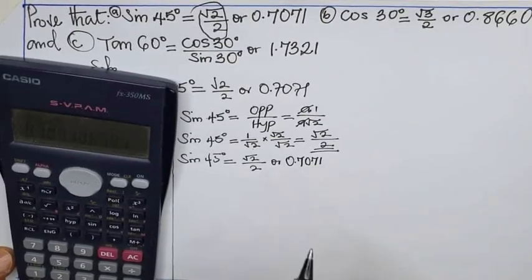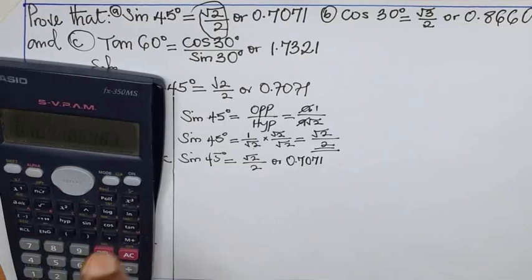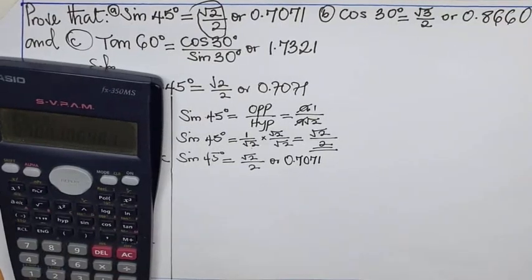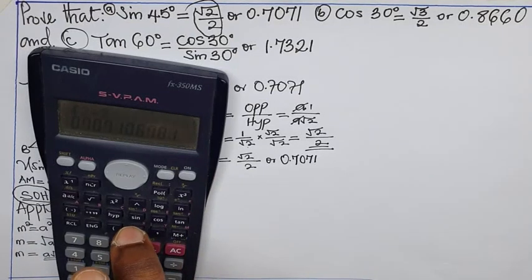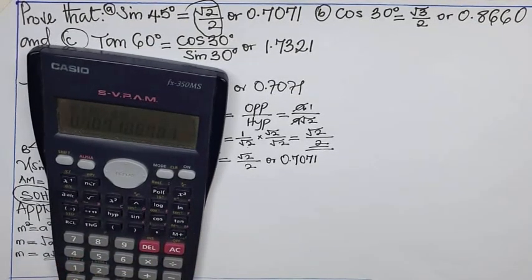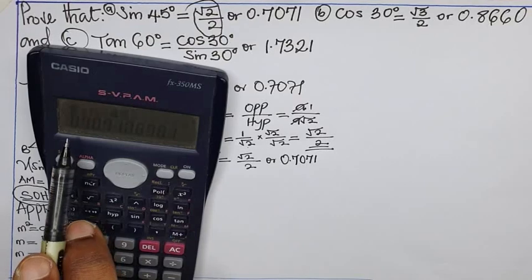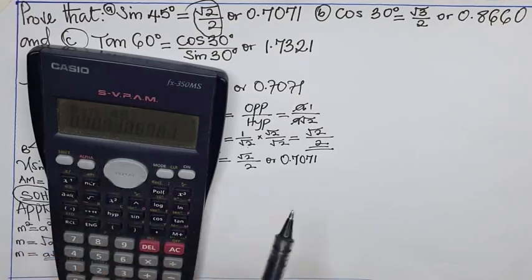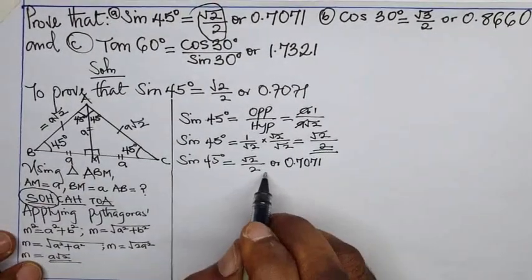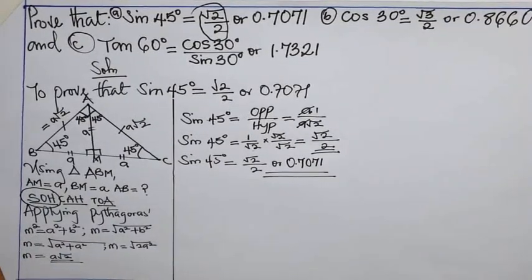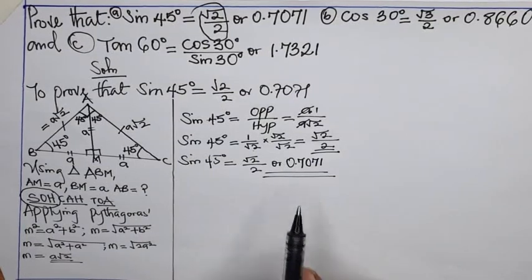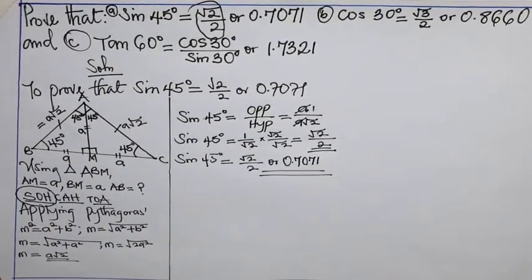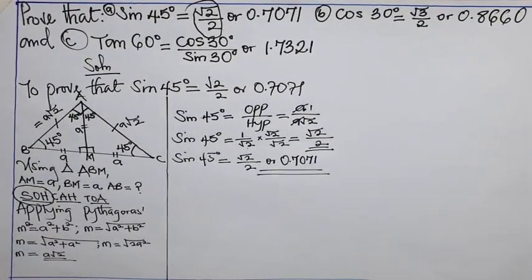0.7071. But you are not sure yet until you check the value of sine 45 using your calculator. So using my scientific calculator, I'm just going to punch sine 45 equal to the same answer, 0.7071. So my answer is correct. We have just ended up proving that sine 45 is equal to root 2 over 2, or 0.7071. In the same vein, you can look for the values of tan 45 and cosine 45.